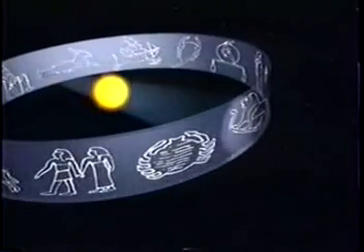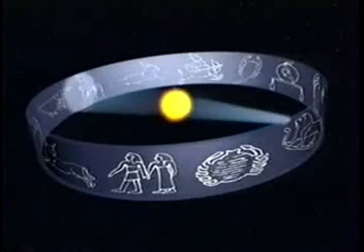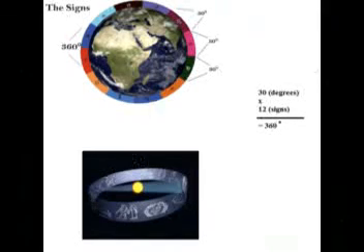Meaning, every month when you face the east, the sun will rise with a different constellation of stars or zodiac behind it. Why? Because each constellation occupies approximately 30 degrees of the circle of constellations that surrounds the Earth, which equates to approximately 30 days of the astronomical circle of stars around our Earth or solar system.